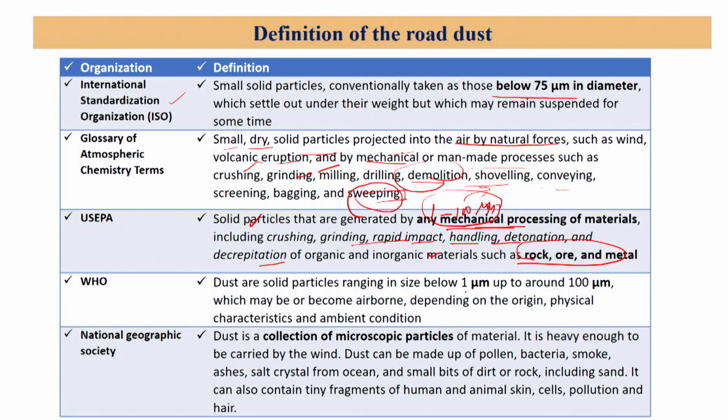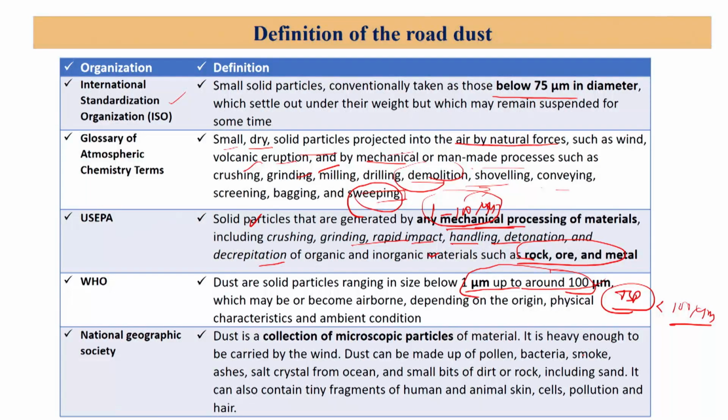WHO has defined particles between 1 to 100 micrometers. So you can now imagine the situation. This was actually like TSP. We discussed total suspended particulate matter, whose size was almost less than 100 micron. So in a way you can say that most of the TSPs will be composed of road dust kind of particles.